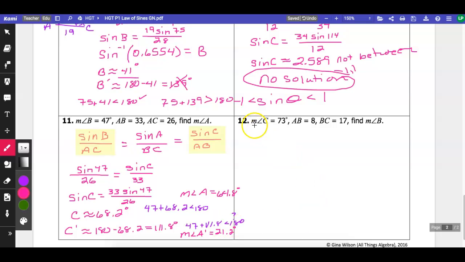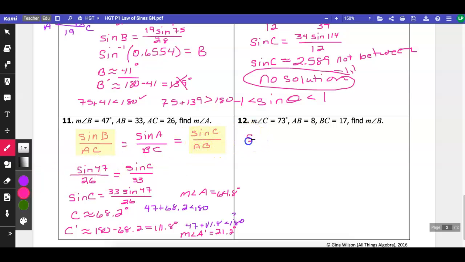In question number 12, we're given the measure of angle C is 73 degrees, and the length of the segment opposite angle C is 8, because that's segment AB. We're given the length of segment BC, which is 17, and we want to find the measure of angle B. This 17 is not opposite angle B, because segment BC is actually opposite angle A. So this means that, again, we're going to have to find angle A before we can find angle B.